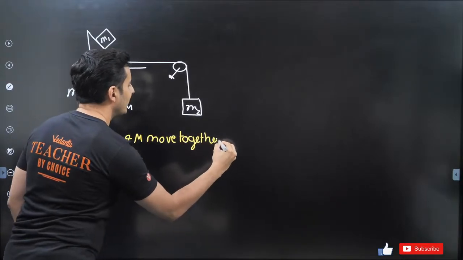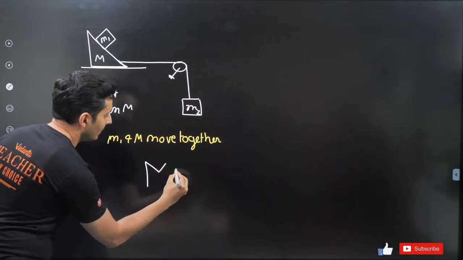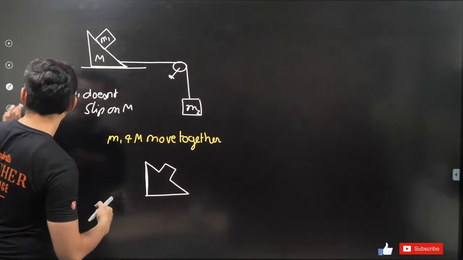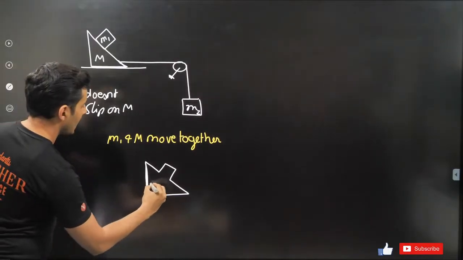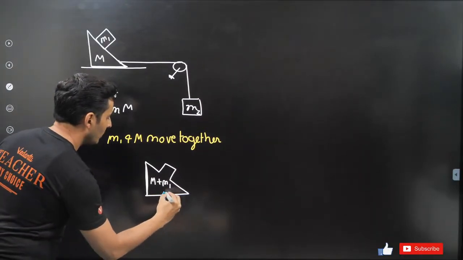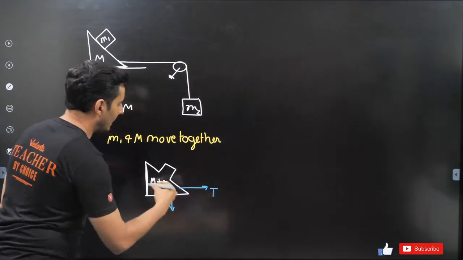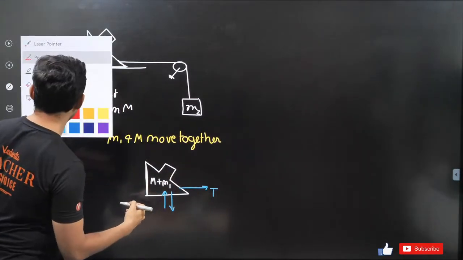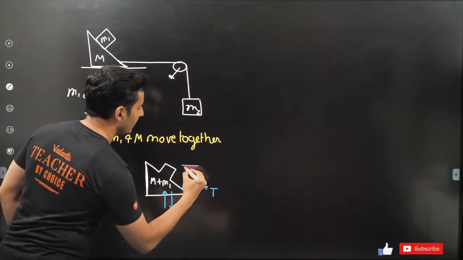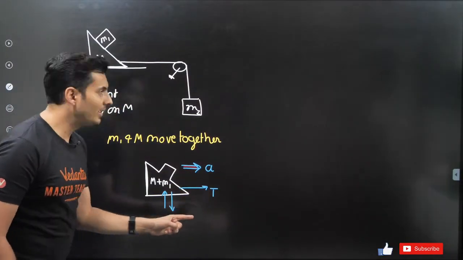So what you can do is you can consider them like one single system like this, and on this capital M plus M1, the forces will be a normal force, weight vertically, and tension, and this whole thing will definitely accelerate like this with some acceleration A. Right? This is how it will accelerate.